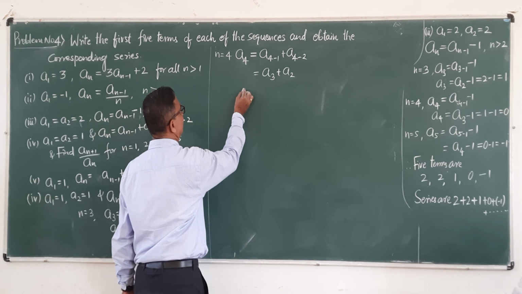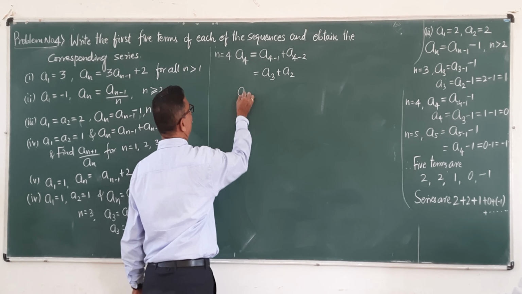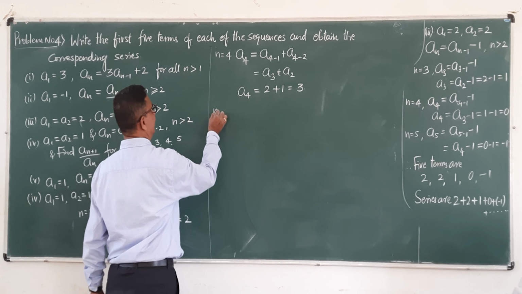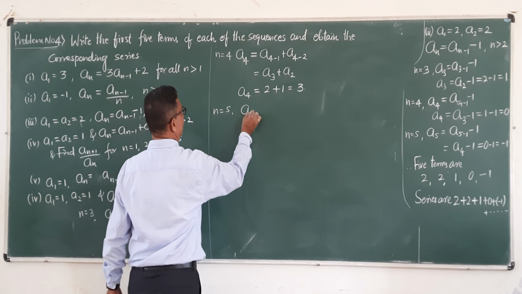Okay. So a4 is equal to a3 plus a2. What is the a3 value? 2. Plus a2. What is the a2 value? That is given, 1. 2 plus 1, 3. Right? Next, take n is equal to 5.